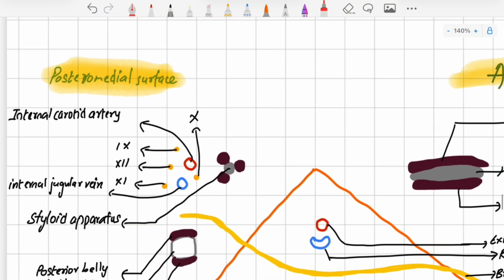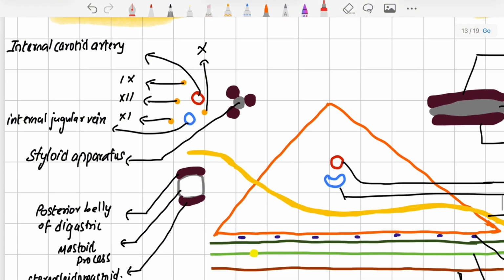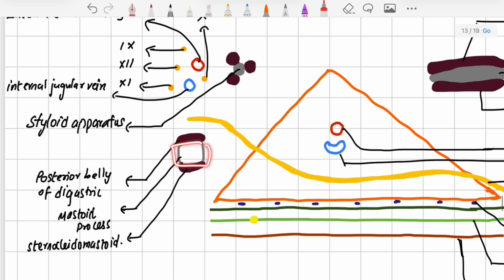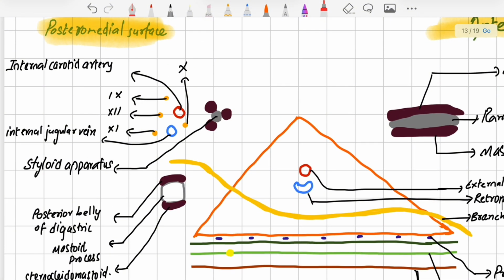Now, what are the posteromedial relations? In the posteromedial relations, we have the styloid apparatus. The styloid apparatus is nothing but the muscles attaching to the styloid process. And we also have the mastoid process along with the two muscles, that is the posterior belly of digastric as well as the sternocleidomastoid. Remember, in the posteromedial, first we talk about the bony as well as the muscular relations. The two bony relations are the styloid process and the mastoid process and attaching muscles.